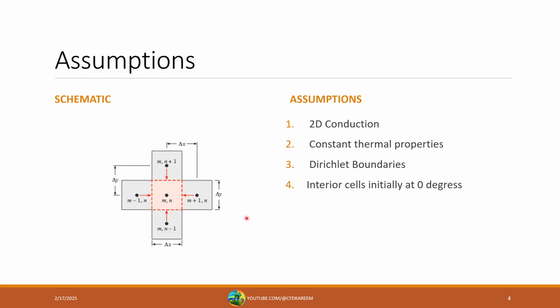Some assumptions that we're going to make about this problem is we're going to assume it's all 2D and steady state. We're going to assume that the thermal properties in the solid do not change with temperature. We're going to assume that we're using Dirichlet boundary conditions. So we were given fixed temperature boundary conditions, so we're going to assume that there's no heat flux through any of those boundaries. It's just a fixed temperature. And we're also going to assume that our interior cells are all at 0 degrees for our initial condition of the problem.